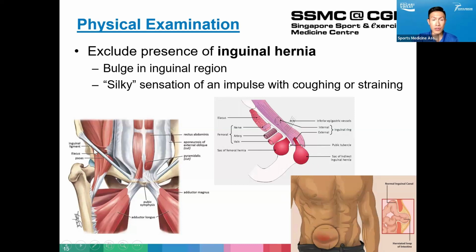So we have seen this before. This is the inguinal ligament. What is not shown is the inguinal canal, right? The inguinal canal has many contents: blood vessels, nerves, and the spermatic cord in males.